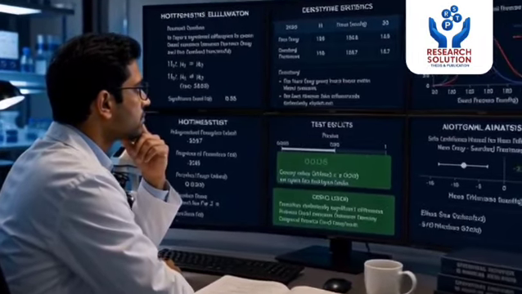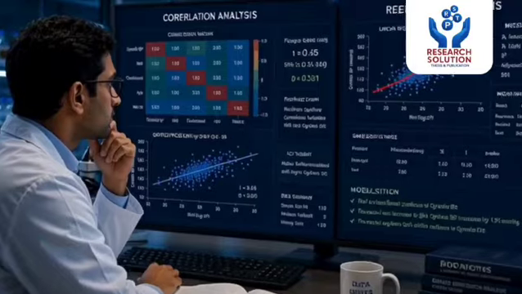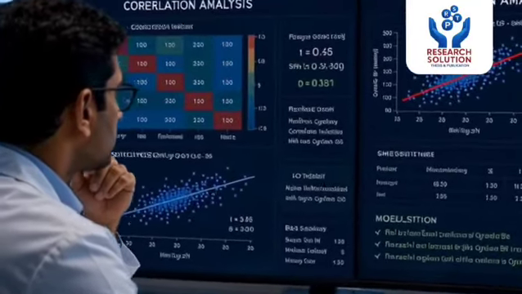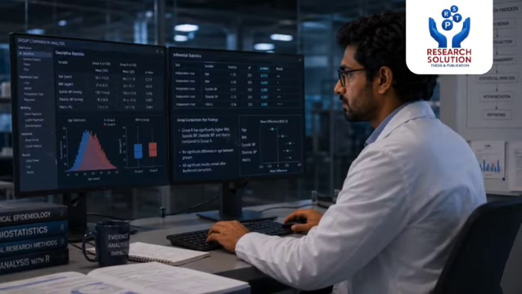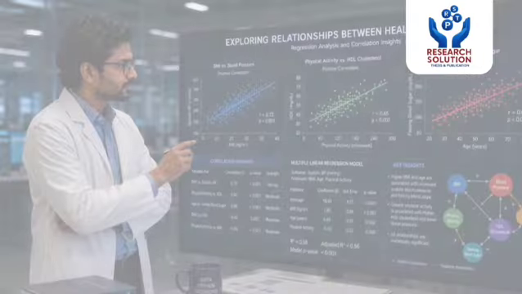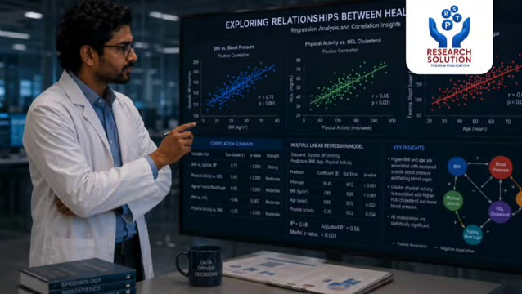Biostatistics is also essential for understanding relationships between variables through methods such as correlation and regression analysis. These techniques help researchers identify risk factors, predict outcomes, and support evidence-based decision-making in healthcare.